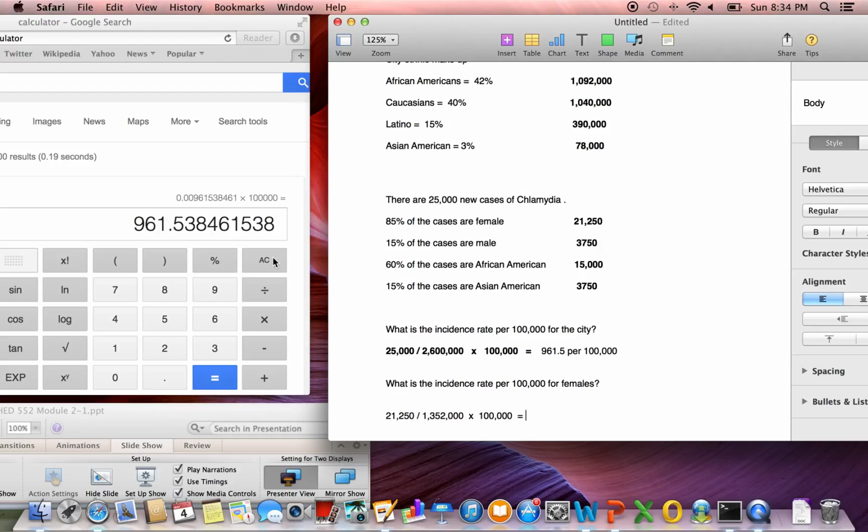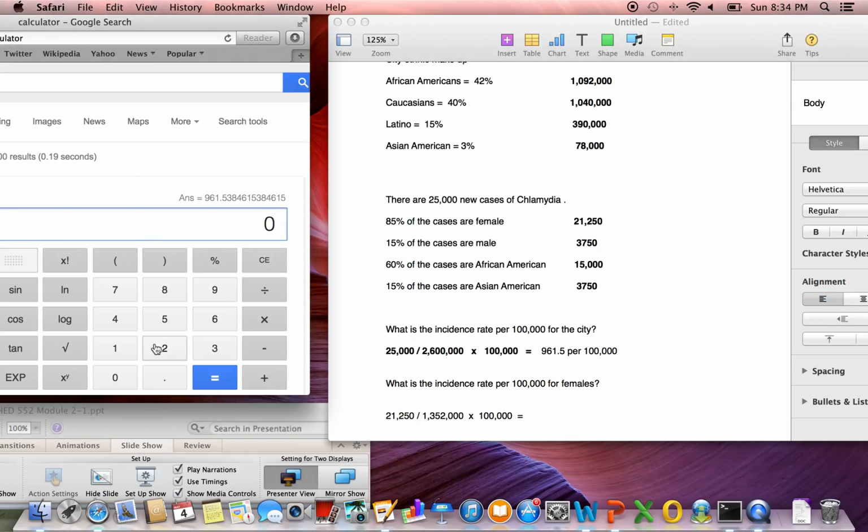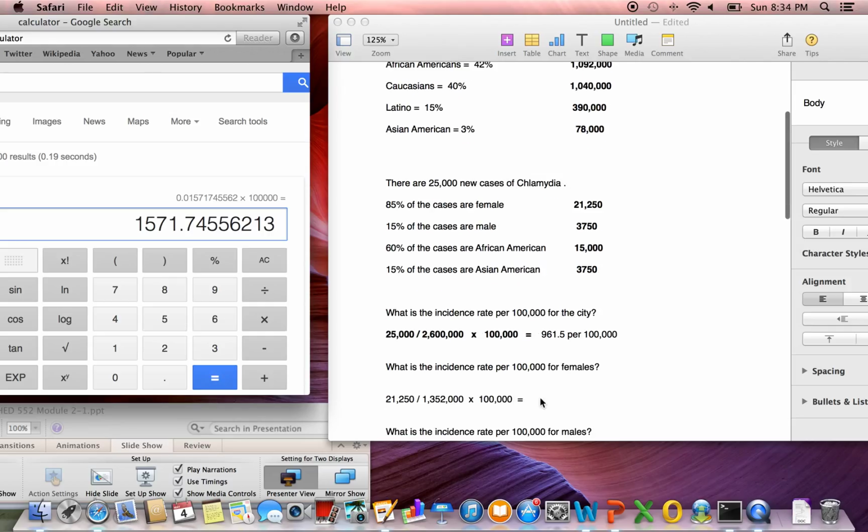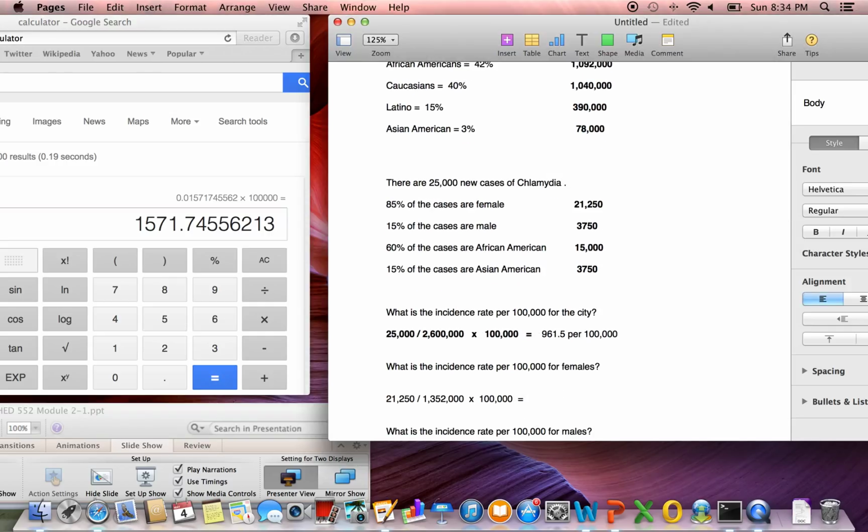All right. Divided by 1,352,000, and then multiply that by 100,000. And we have a rate of 1571.7 per 100,000.